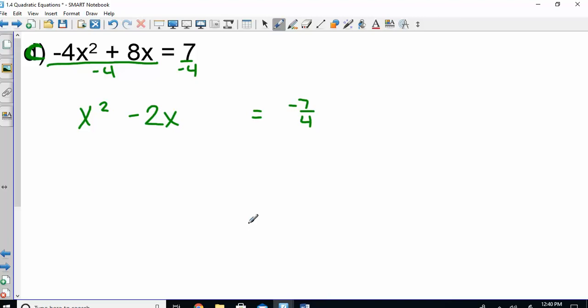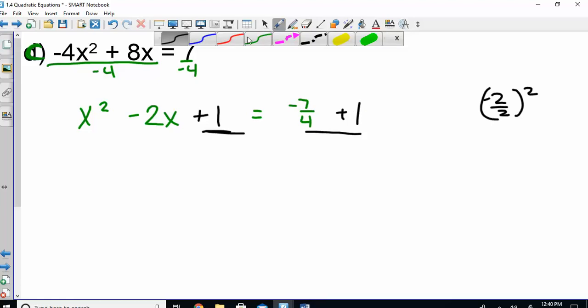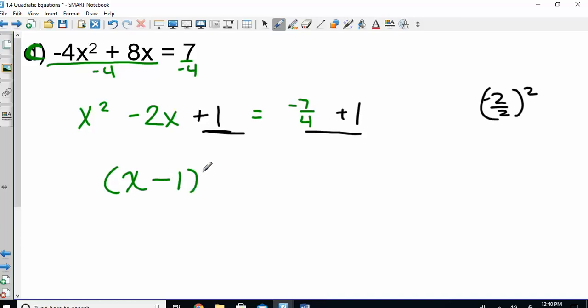Then, what do we do? Right, when you figure out what we have to add to both sides. So we take that middle number, -2, divide it by 2, and square it. And that gives me +1. So then this factors into an x minus 1 squared. -7/4 plus 1 would be a -3/4.